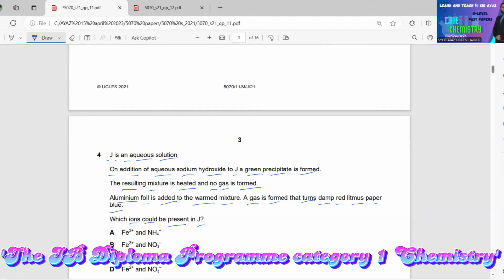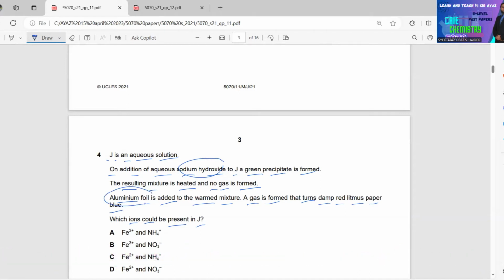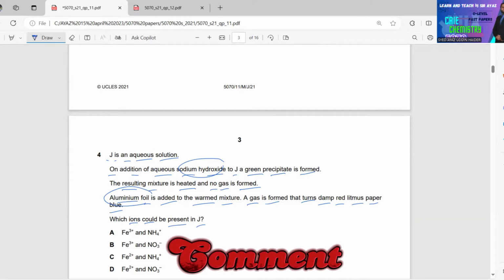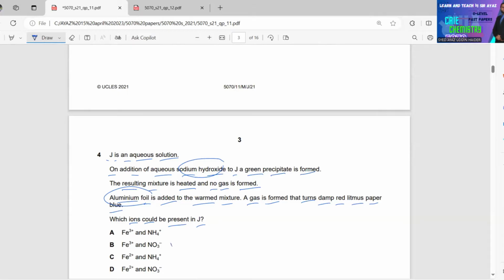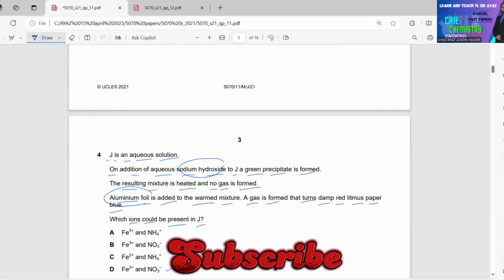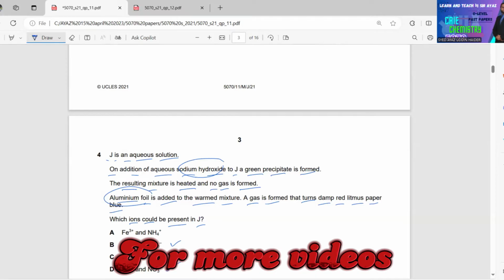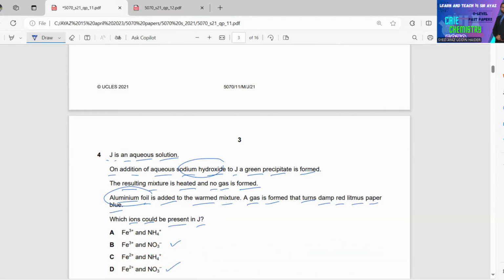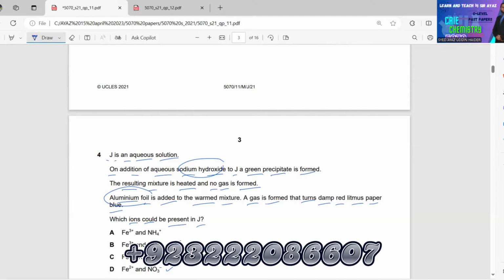Now, J is an aqueous solution. They have added sodium hydroxide and they have also added aluminum foil to the warm mixture, which means that they have warmed the mixture also. And it must have released ammonia gas, which is turning damp red litmus paper to blue. So nitrate ion must be there. So either B is correct or D is correct. They mentioned one more thing. They said that it's a green precipitate. Green precipitate means it must contain Fe2 plus ion. So D must be the right answer in this case.